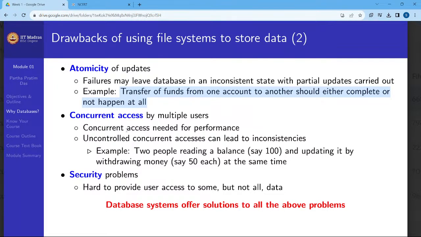Concurrent access by multiple users. There is inconsistency in file system, as everyone has ultimate access over each and every aspect of the file. Anyone can access anything. Okay, there are security problems, like it is hard to provide users access to some but not all data. So let's say there's a table containing name, date of birth, residence plus salary. You do not want to show the salary column from the table, so you have to hide it. But in file system, there is no such way to do that.